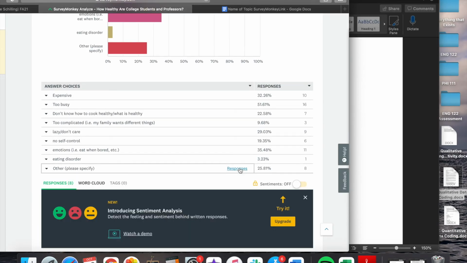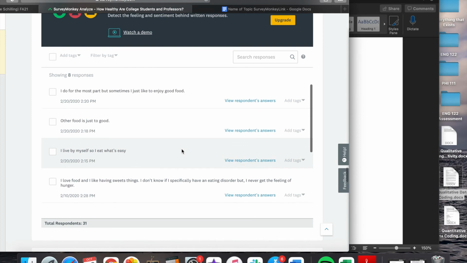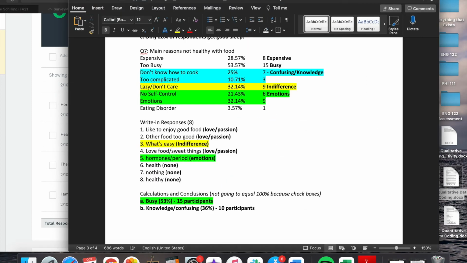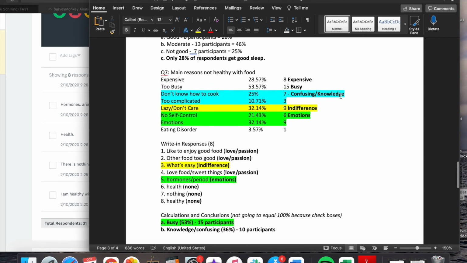So you have to click on responses. And I had to type out all of these responses and then code them again, right? So my coding was kind of easy up here, right? Expensive, expensive. Too busy, busy. But don't know how to cook, I kind of re-articulated that as being confusing knowledge, because having it too complicated is kind of the same thing, right?